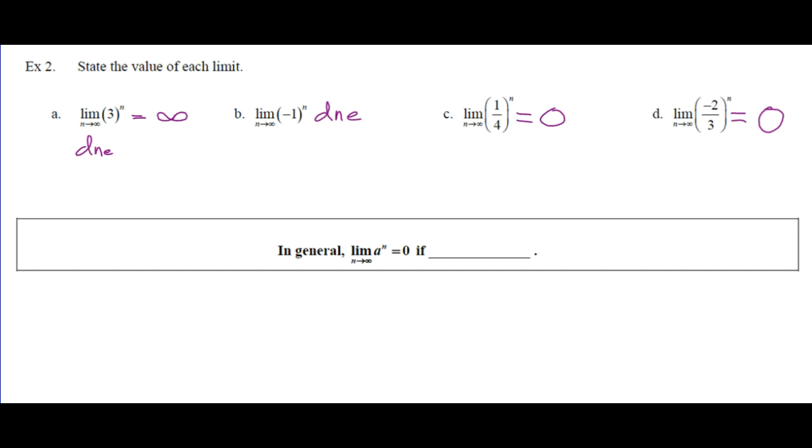In general, the limit as n approaches infinity of a to the n is equal to 0 if... Okay, so what do we see there? What's going to make this thing 0? You have two examples.